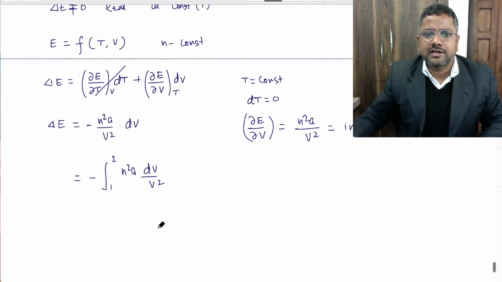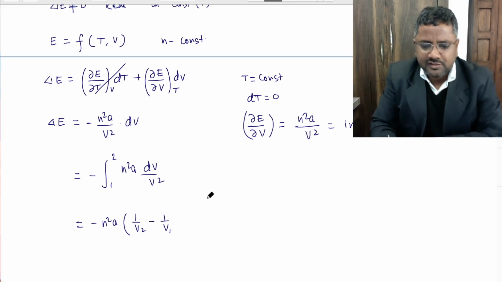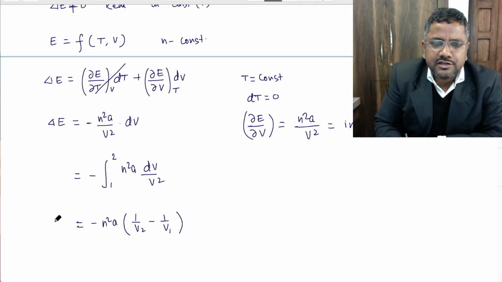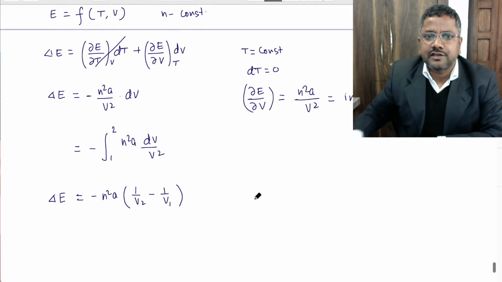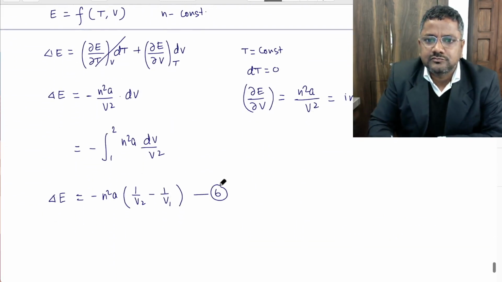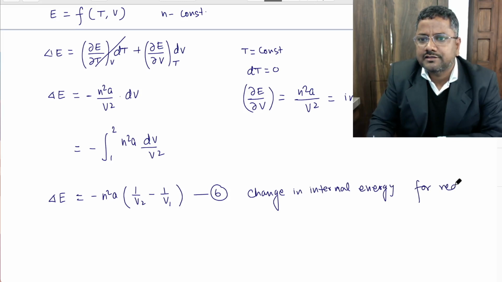Now integrate this and get the answer. So minus n square a (1 by V2 minus 1 by V1), right? So this is the change in internal energy. This is equation 6. Change in internal energy for a real gas, this is very important.